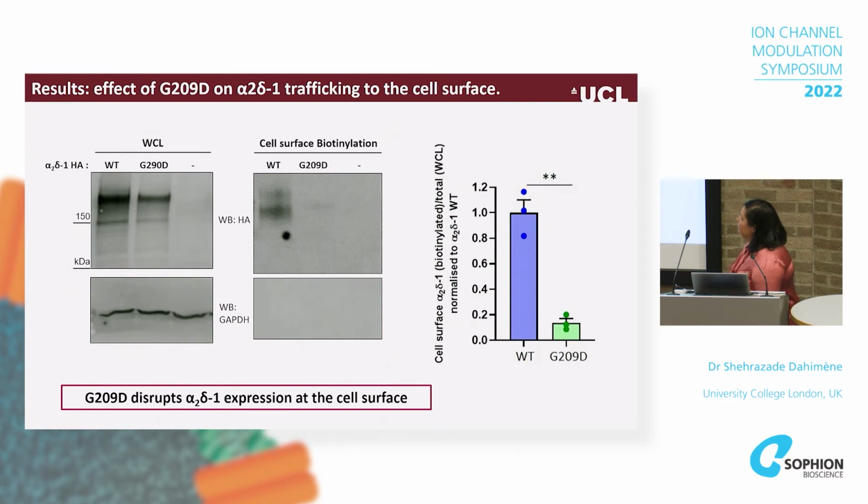So the first thing we did was analyzing the effect of this mutation on the expression of alpha2delta-1 at the cell surface. This is cell surface biotinylation showing wild type and mutant alpha2delta-1 and a negative control. These are overexpression systems. You can see that we can hardly detect the mutant at the cell surface compared to the wild type, and this is the quantification of cell surface alpha2delta-1 over total shown in the whole cell lysate, and you can see there is a significant reduction of expression of the mutant at the cell surface.